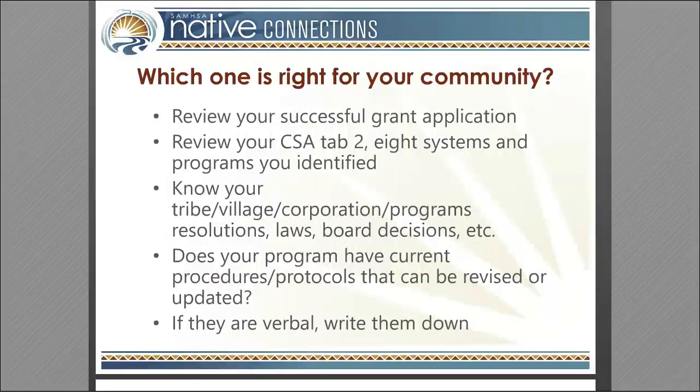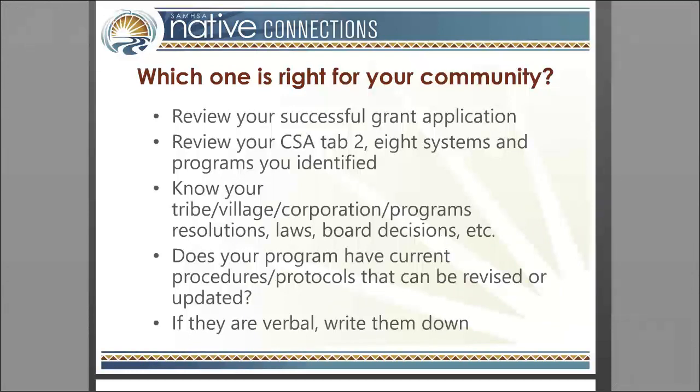So which one is the right one for your community? How do you determine if you'll be developing something new, a new policy, procedure, or protocol, or revising what's already in place? Your CSA Tab 2, the Community System Analysis Tab 2, identifies partners and programs that you've already identified as stakeholders. So that's a good place to start.